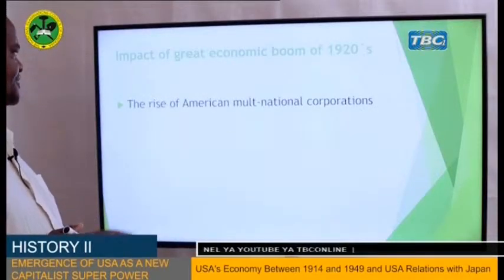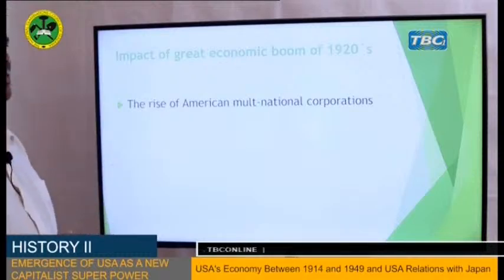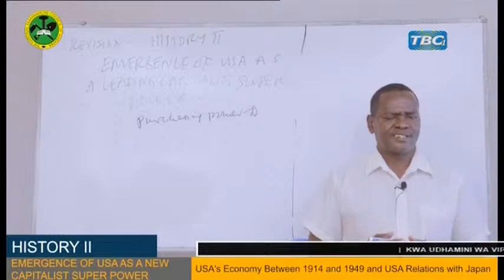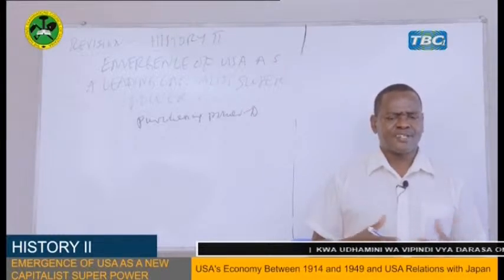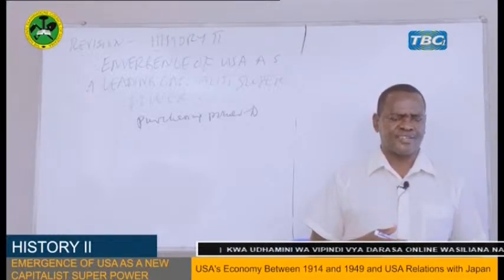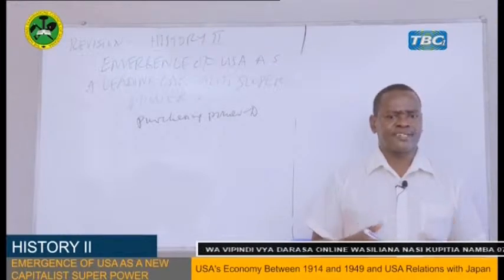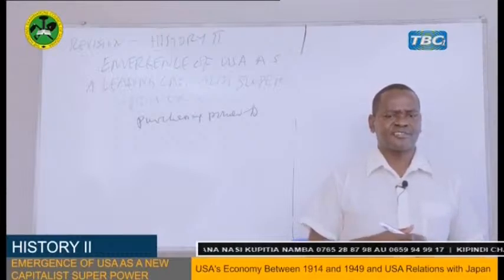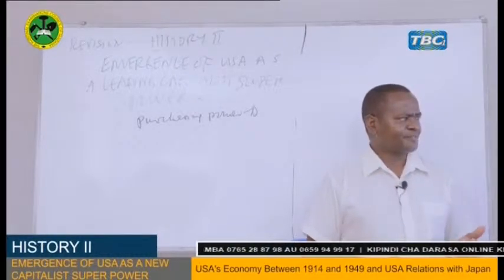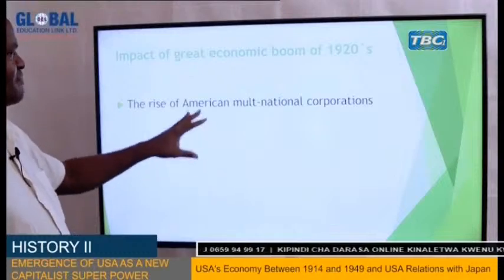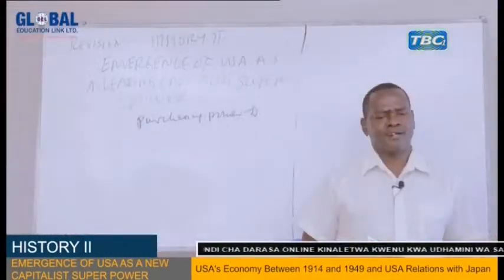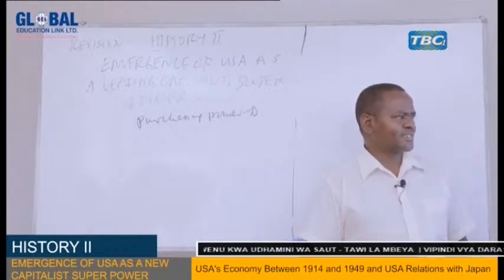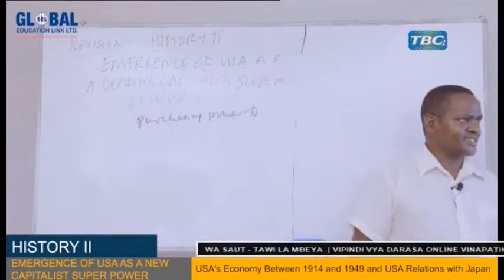Another reason for the boom, my dear students, is the rise of American multinational corporations. Multinational corporations are those companies, or corporations, which operate in more than one country. That means some corporations which used to operate in America stretched their investment to other countries, particularly in Europe and South America. And these people were making a lot of profit, and the profit they were making was coming back to America for investment. So this also led to the economic boom in the United States of America in the 1920s.